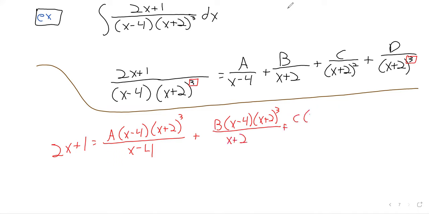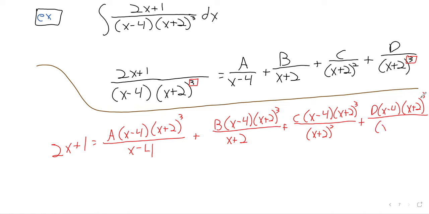Then C, (x minus 4)(x plus 2) cubed over (x plus 2) squared, and awkwardly crammed in, D times (x minus 4)(x plus 2) cubed over (x plus 2) cubed. And we see that all of these are going to experience some kind of cancellation. At the very least, everything on the right is going to stop being a fraction. The denominator is always going to completely cancel.